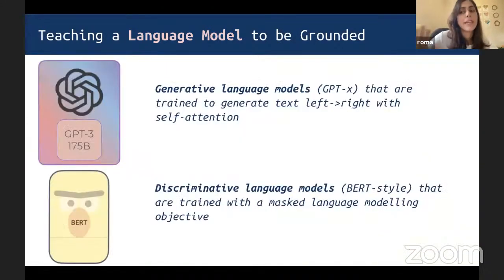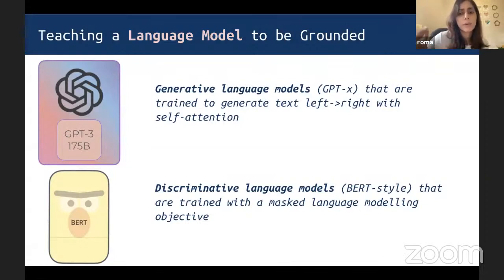So the two main classes of language models in some sense are generative language models. For example, of the GPT-X nature, that are trained with this sort of self-attention mechanism to generate text left to right. And these are particularly good for things like summarization or generating answers. They've also been shown to do this kind of few shot training with a small number of prompts to be able to generalize well.